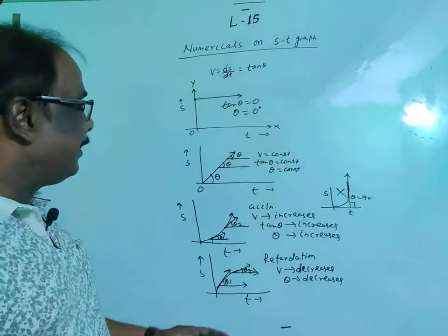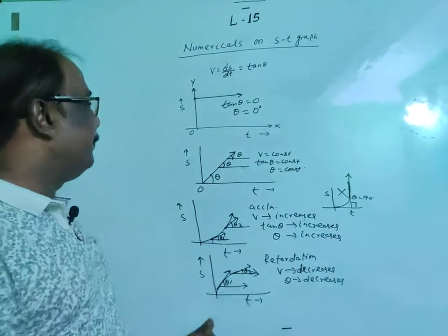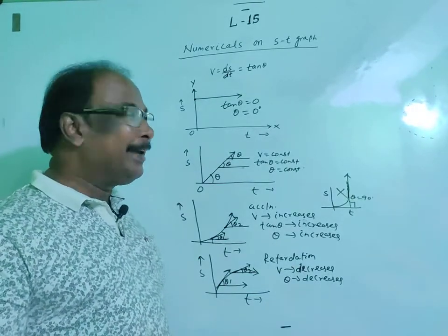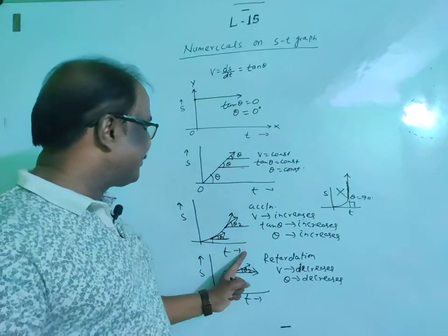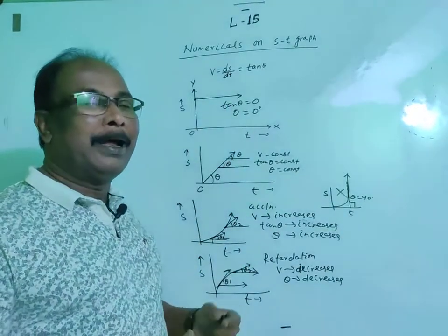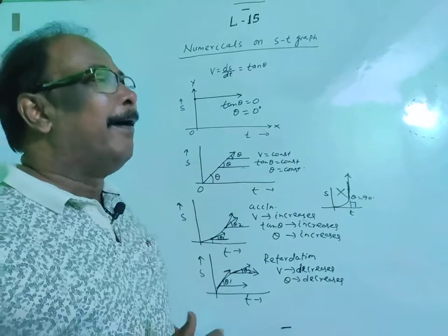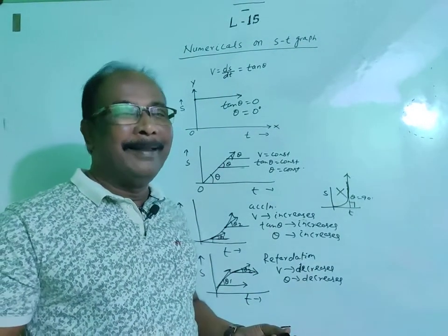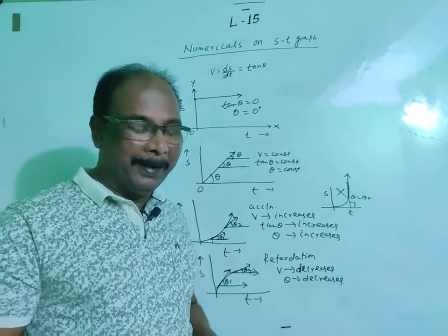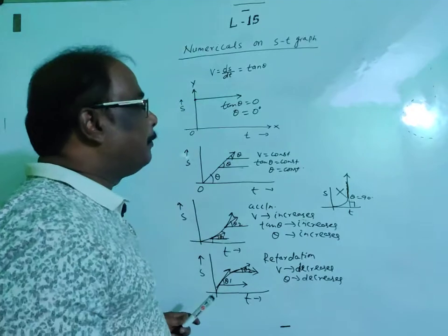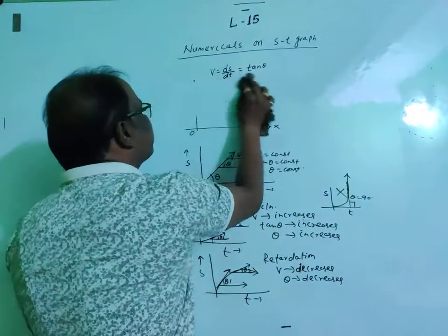These are fundamental aspects, and we know that displacement, positive or negative, is a vector quantity. So this is the negative quadrant and this is the positive quadrant. In accordance with the direction of velocity, we may represent the graph. These were the fundamental discussions. Now, some numericals.